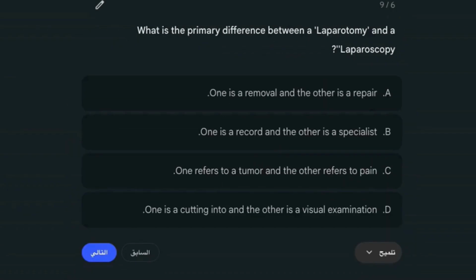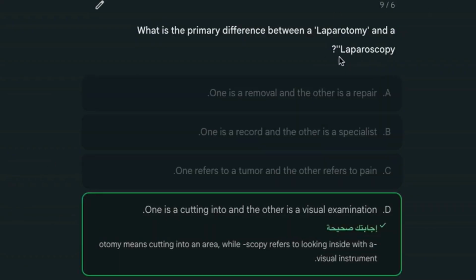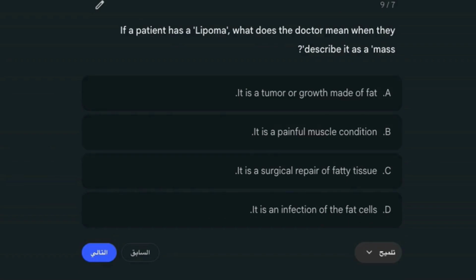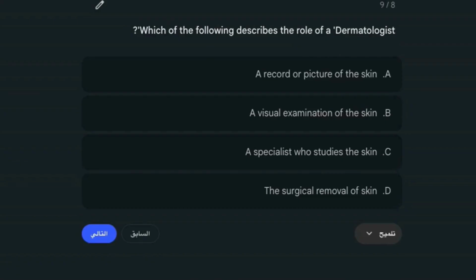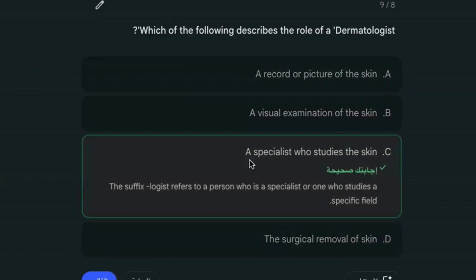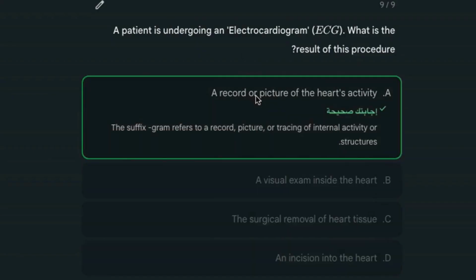Next one, the difference between laparotomy and laparoscopy. I'll give you a second to think. Exactly. The first one is cutting into, and the other is visual examination, laparoscopy. Next one, if a patient has a lipoma, what does this mean? Yes, it is a tumor or growth made of fat. Next one, which describes the role of a dermatologist? It's an easy one. Someone who specializes in the skin. The last and final question, patient having an ECG, electrocardiogram. What does this mean? Yes, exactly. Recording or a picture of the heart's activity.